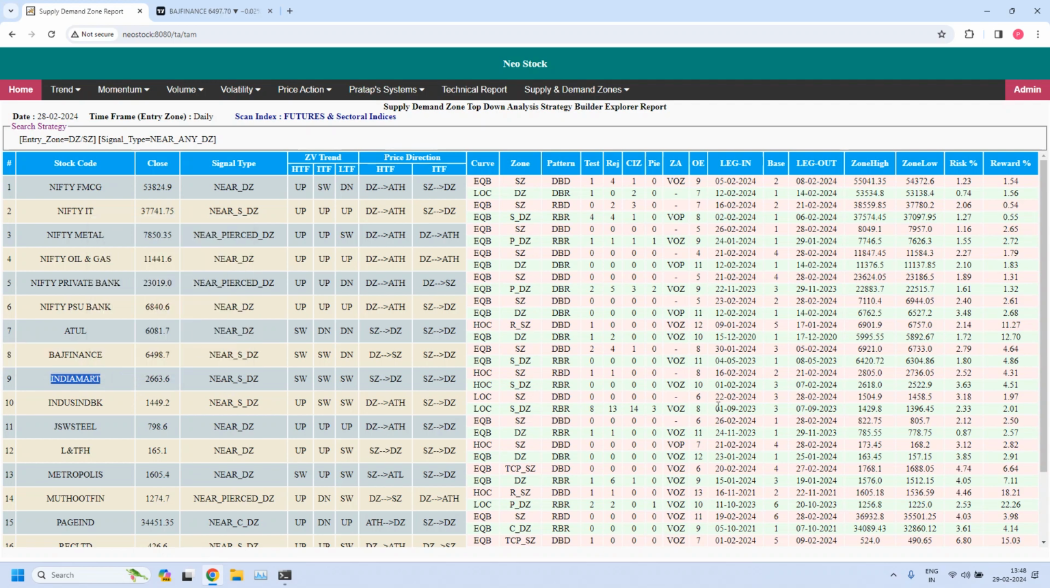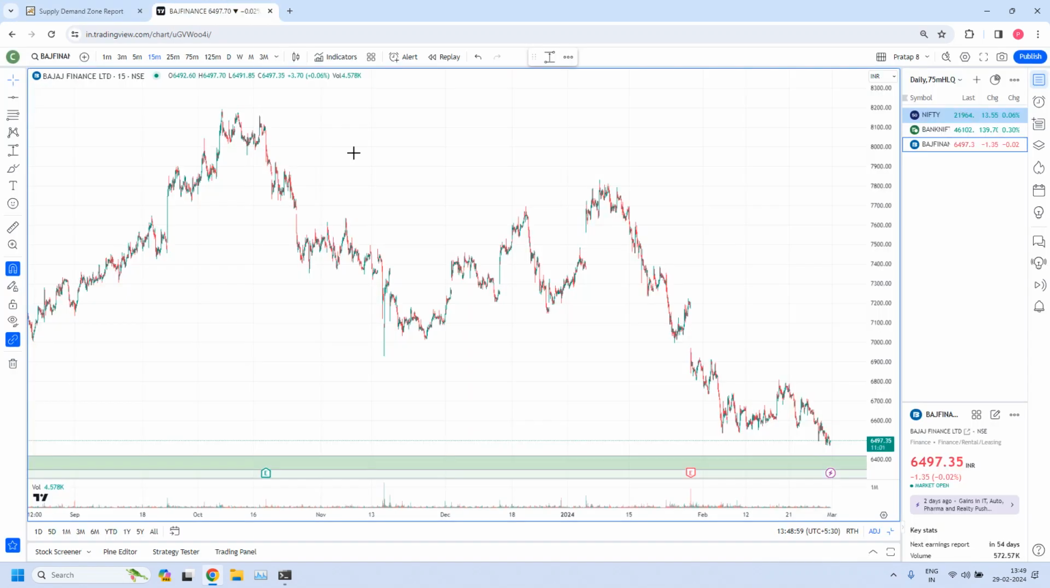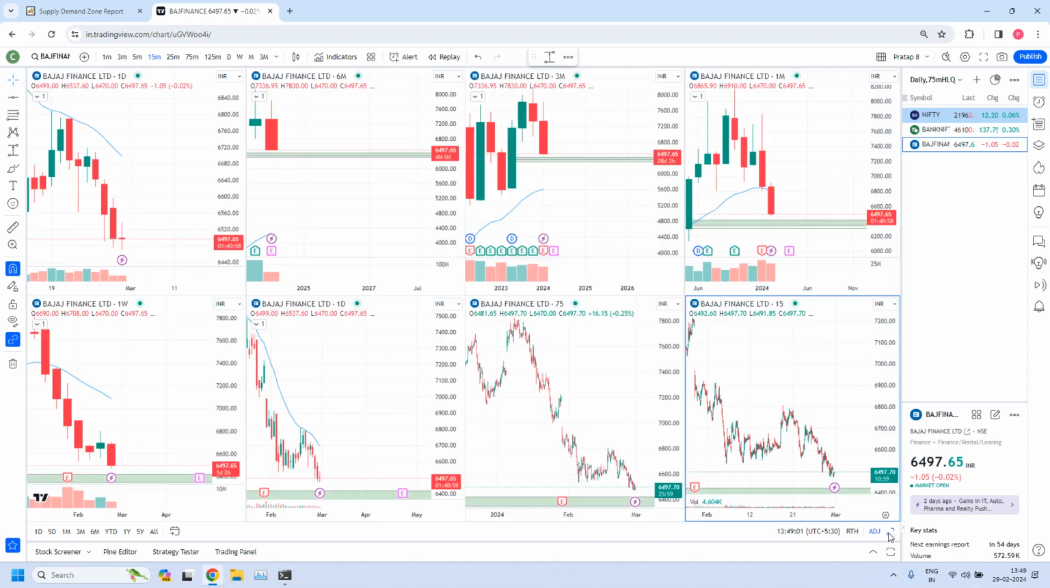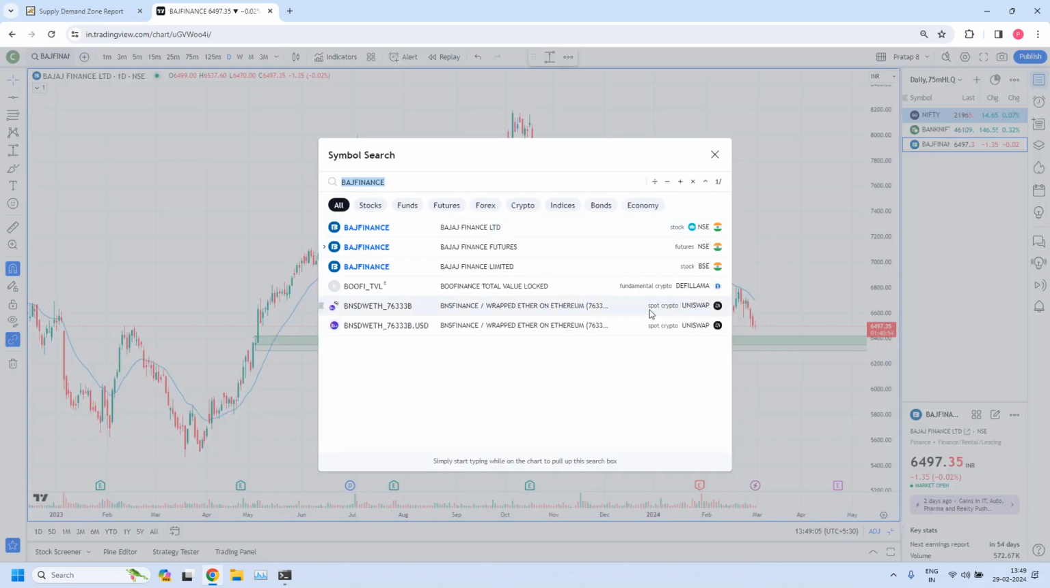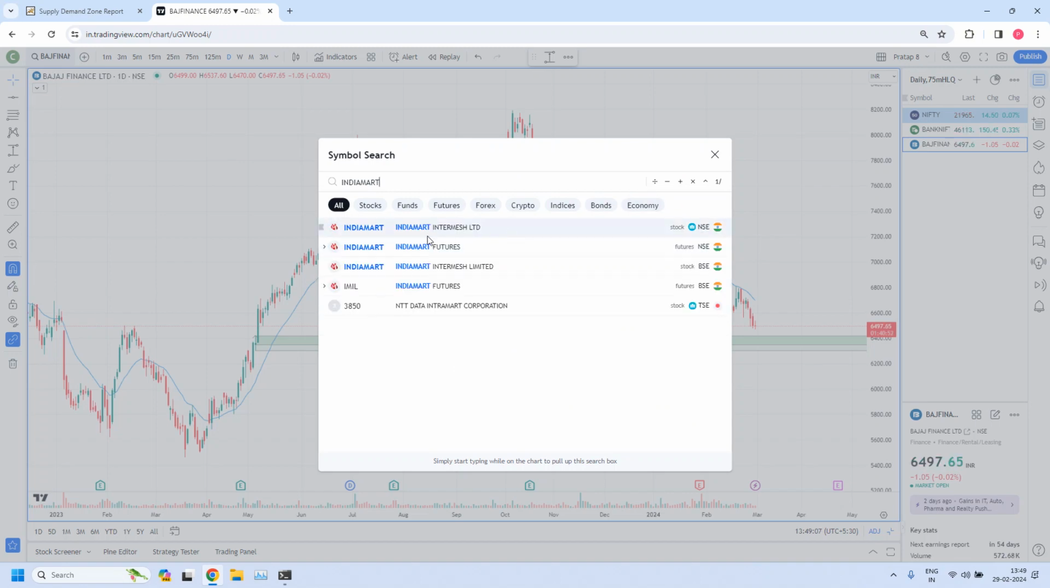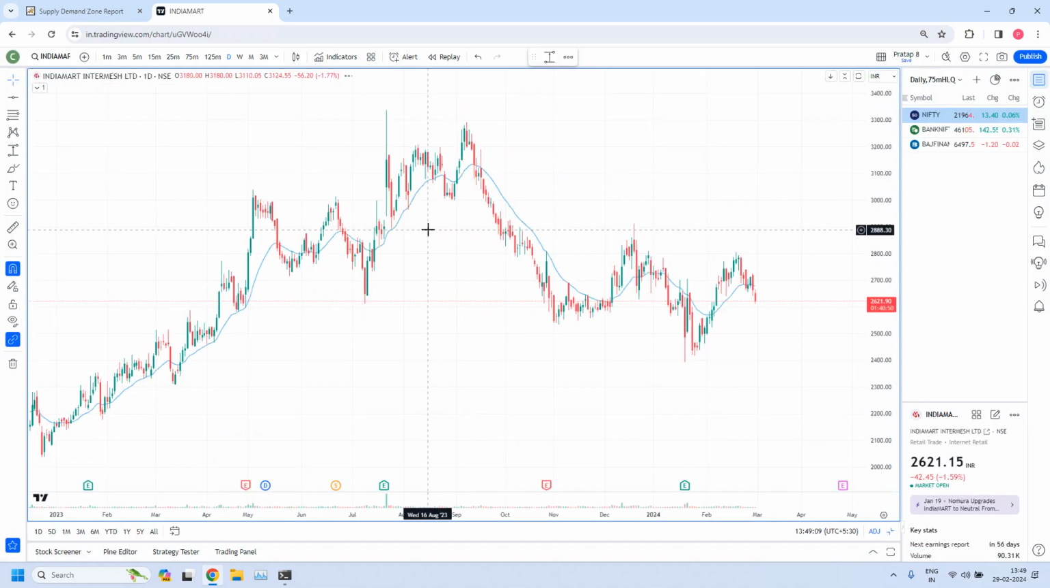How do I draw the zone? I will look into the leg-in candle in our report. After the leg-in, how many base candles are there? We have 3 base candles after 22nd February. So let me go to the daily time frame. India Mart. So, 22nd February.